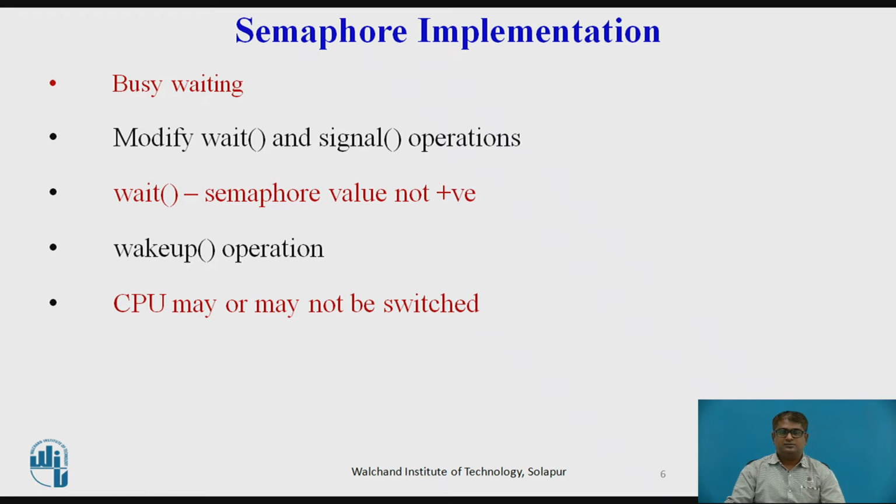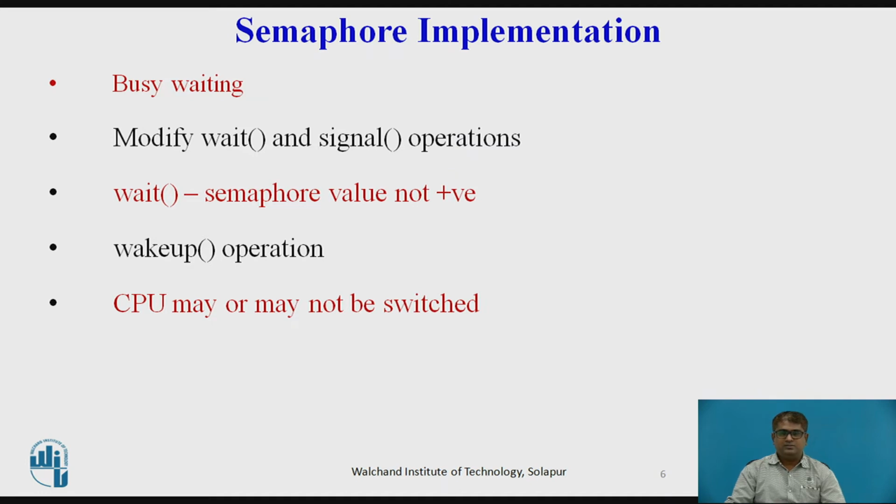A process that is blocked, waiting on a semaphore S, should be restarted when some other process executes a signal operation. The process is restarted by a wakeup operation, which changes the process from the waiting state to the ready state. The process is then placed in a ready queue. The CPU may or may not be switched from the running process to the newly ready process, depending on the CPU scheduling algorithm.